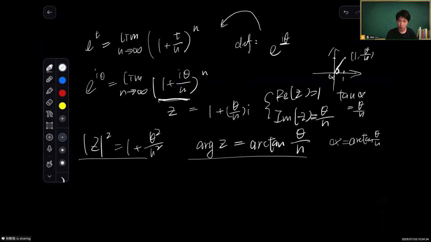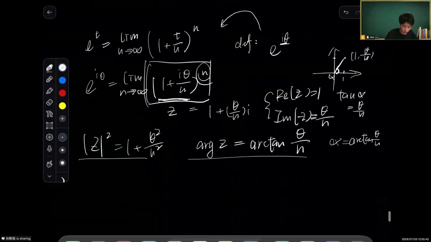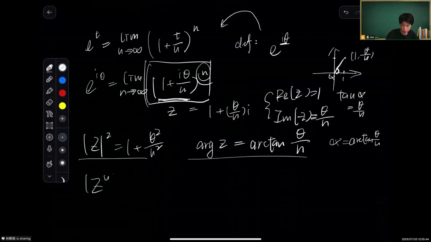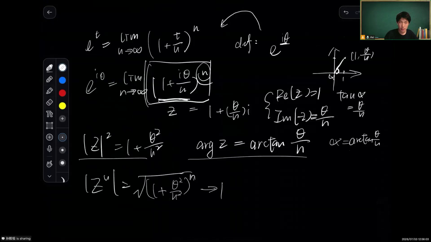Now we can proceed to calculate what exactly z is to the nth degree, since there is an exponent of n there. First, let's find the modulus of z to the nth degree. That is just the square root of 1 plus theta squared over n squared, to the nth degree. What is that? I have to tell you, when n approaches infinity, this thing approaches 1. It is different from what we had previously here. An analogy can be the harmonic series and the 2 series.